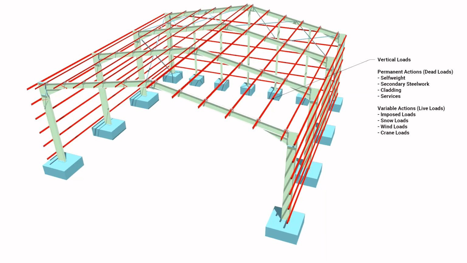Then we've got snow loads, or lateral loads, which are wind loads and maybe crane loads, as well as equivalent horizontal forces which take into account frame imperfections.